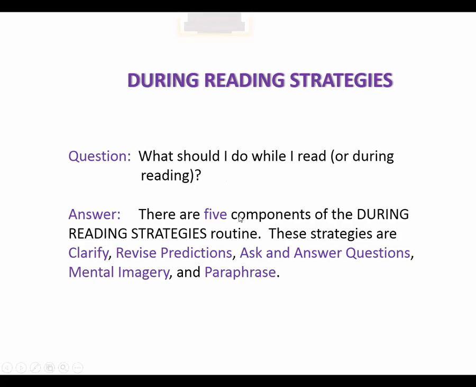So for that there are 5 important components. Okay, and these are also called the strategies, reading strategies routine. These are clarify, revise prediction, ask and answer questions, mental imagery, and paraphrase. So these are the 5 types or the strategies that can be used during reading or while reading stage. ठीक है, स्टेज है while reading या during reading, और उसमें ये strategies हैं clarify, revise prediction, ask and answer question, mental imagery and paraphrase. Okay.